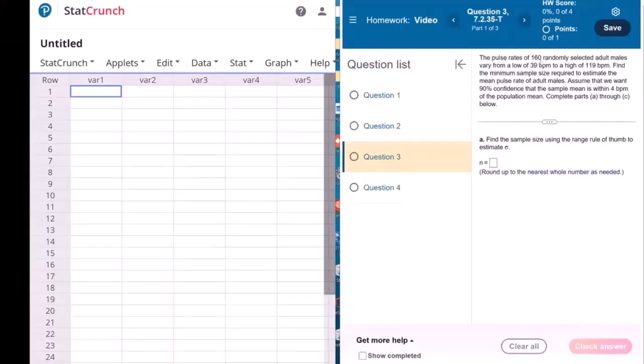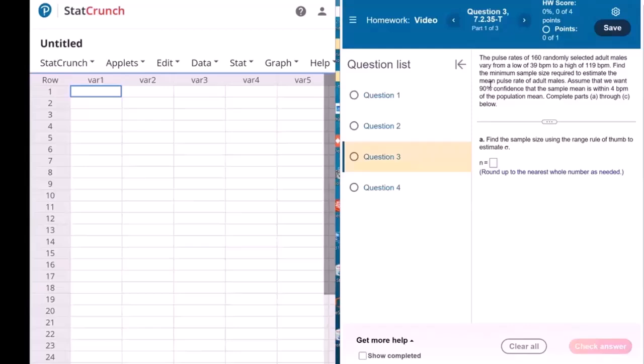The pulse rates of 160 randomly selected adult males vary from a low of 39 beats per minute to a high of 119 beats per minute. Find the minimum sample size required to estimate the mean pulse rate of adult males. Assume that we want 90% confidence that the sample mean is within 4 beats per minute of the population mean.